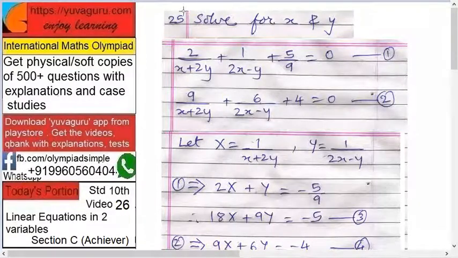Achiever, toughest one. Solve for x and y. Quite a difficult problem now this is. You try it yourself also after this. So what are the equations given? Solve means what? You have to find the value of x and y.